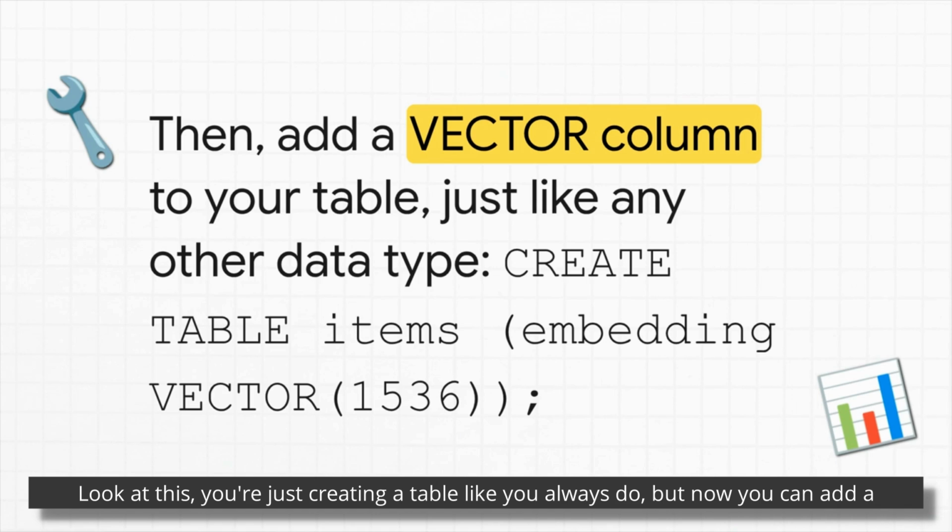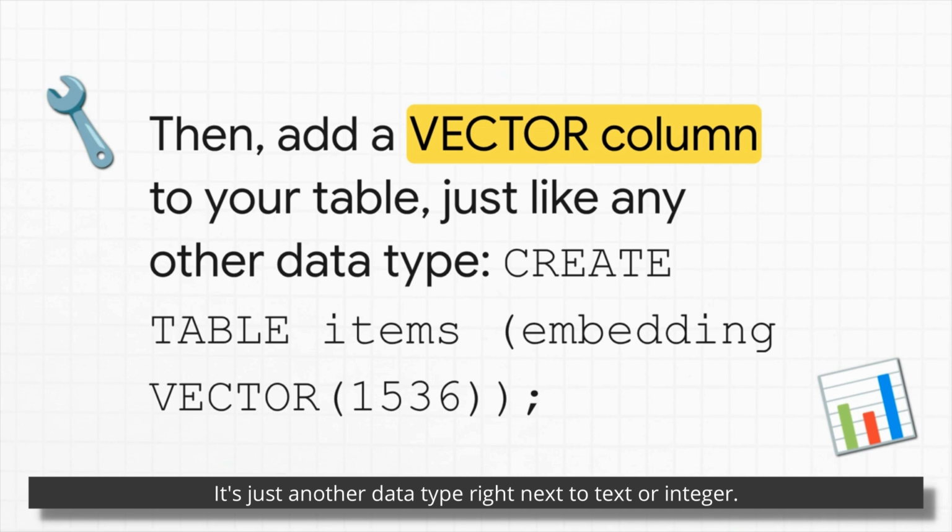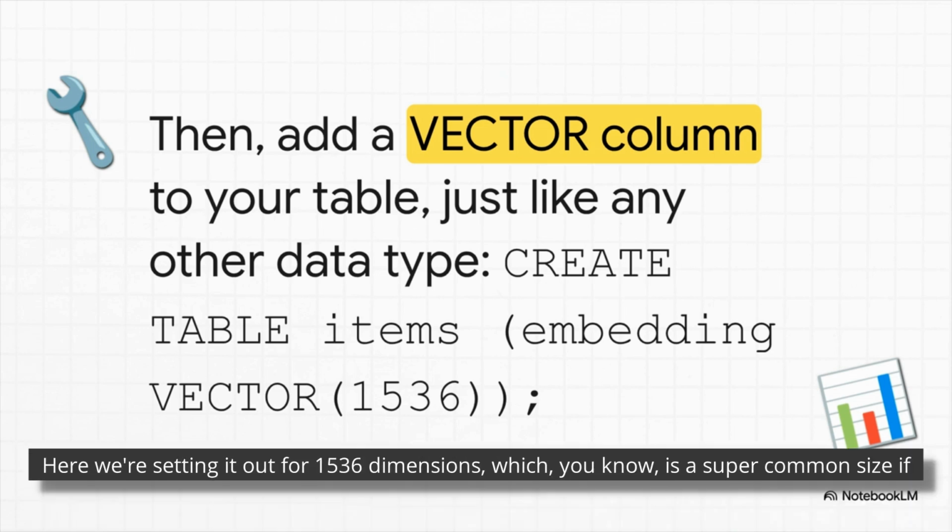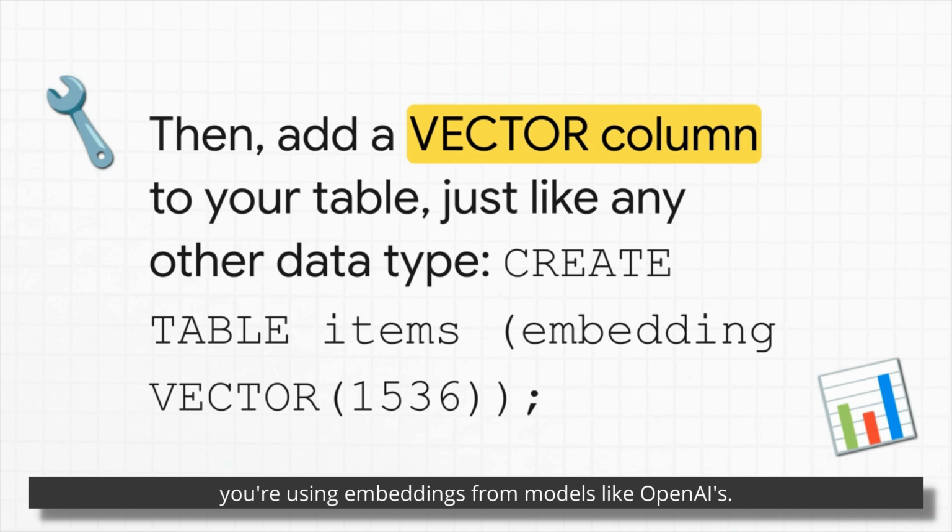Look at this. You're just creating a table like you always do, but now you can add a vector column. It's just another data type, right next to text or integer. No big deal. Here we're setting it up for 1536 dimensions, which is a super common size if you're using embeddings from models like OpenAI's.